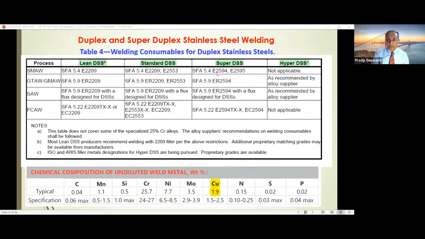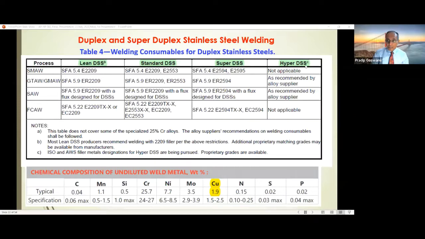And for super duplex, we have 2594. 2594 basically stands for 25 chrome, 9 nickel, and 4 moly, and 2209 is 22 chrome and 9 nickel. So that is a broad layout of the welding consumables recommended for lean, standard, and super duplex.